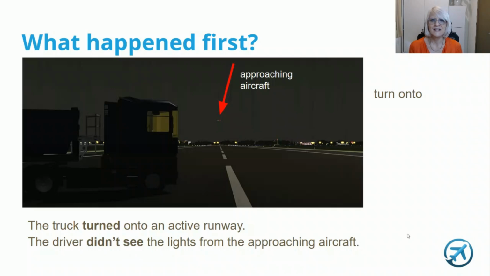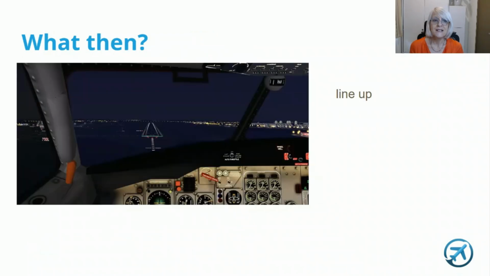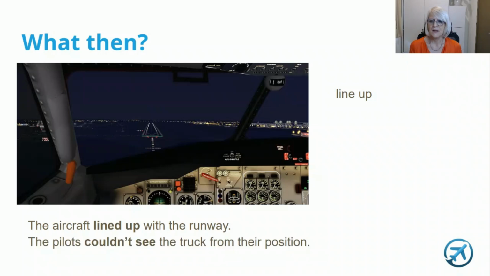Let's go on to the next picture. The phrasal verb you need for this picture is line up, and again this is a regular verb ending in ed. What then? The aircraft lined up with the runway. The pilots couldn't see the truck from their position.